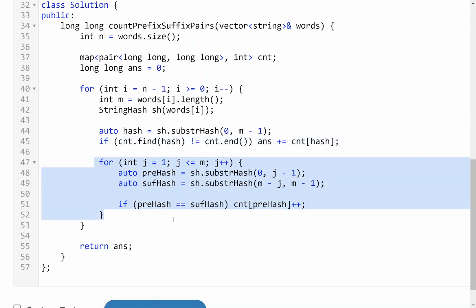After that, I'm having a for loop where this j is the length of the prefix or suffix I want to talk about. So I'm taking a prefix of length 1, 2, 3, and so on till m, where m is the length of the current string, and I'm finding the prefix hash value and suffix hash value. If both of these hashes are equal, only then I am incrementing the hash value inside the map, and at the end I'm returning the answer.